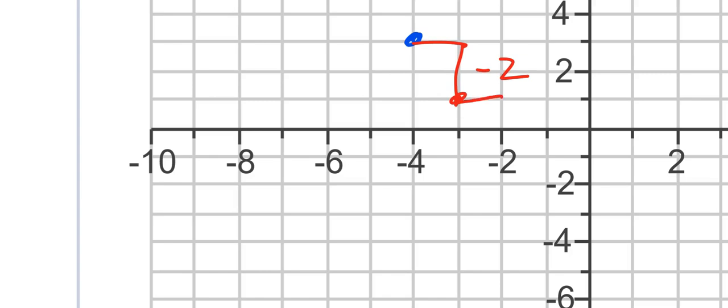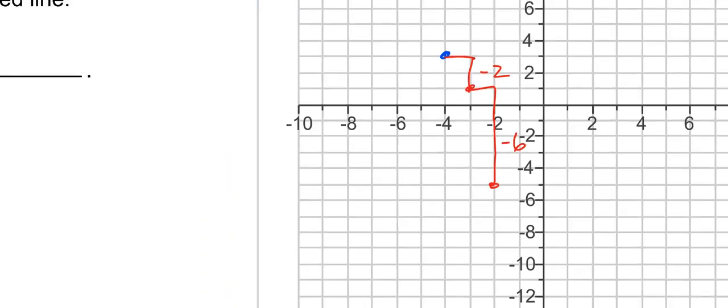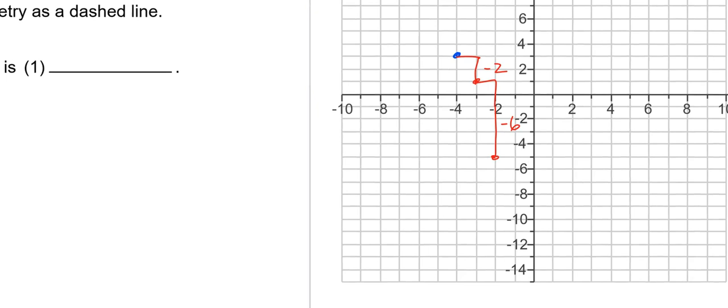If I go 1 right again, how far do I drop? 6. 2, 4, 6. Right? I had to drop 6 units this time. I don't even know if I can get the next one in, can I? Because I got to go over 1 and down 10. I'm at -5. Wow, that's like right at the edge, isn't it? Down 10.